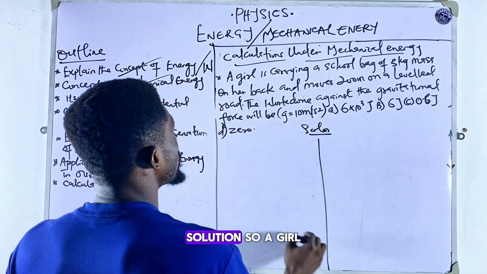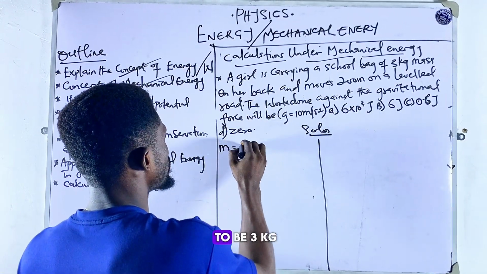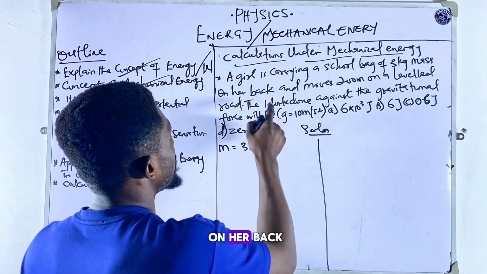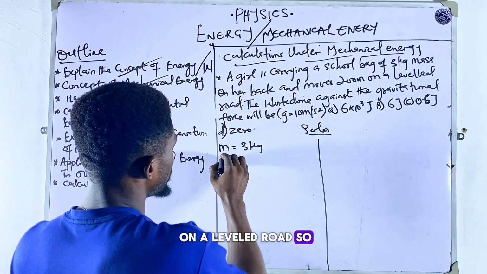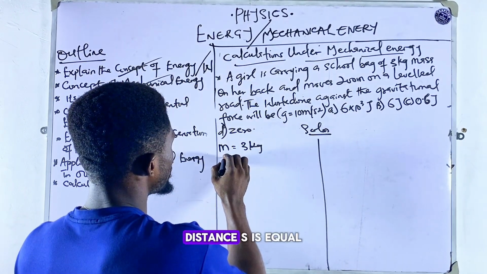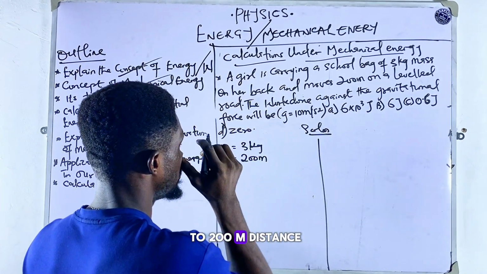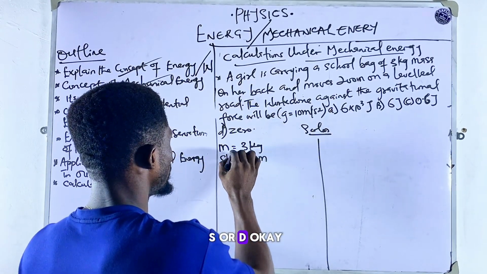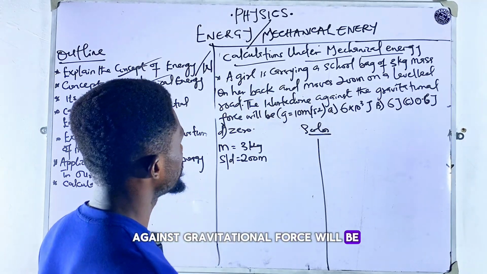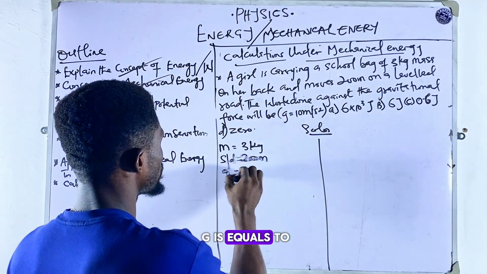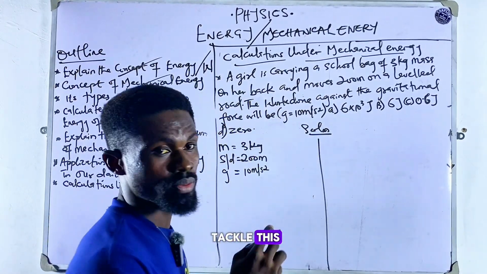Solution. A girl is carrying a school bag of mass 3 kg on her back and moves 200 meters on a leveled road. So distance S is equal to 200 meters. Distance S or D, okay, is equal to 200 meters. The work done against gravitational force will be, we are given that g is equal to 10 meters per second squared. So how will you tackle this problem?